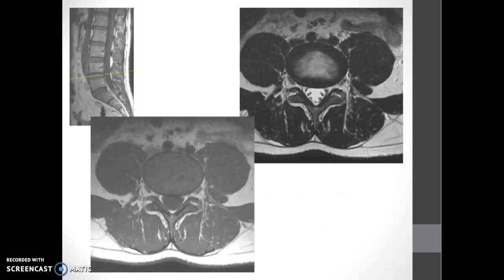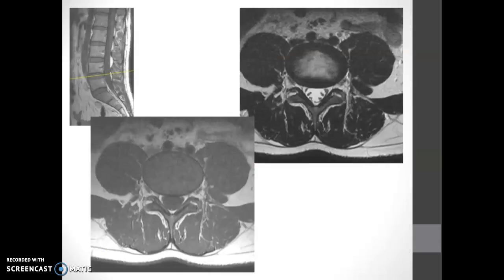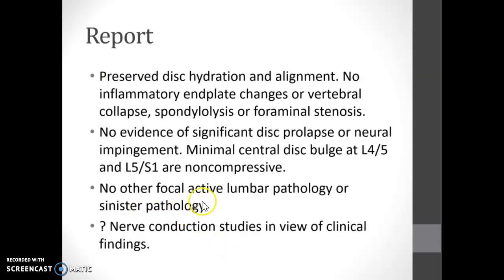So if we go back to this one here, looking at L5S1, you've got a slight disc bulge there, and at L4, L5, a slight disc bulge there, but higher up these are quite flat and there's nothing impacting the spinal cord itself. The spinal cord is this darker ridge here as it comes down, but there's nothing that's impinging onto that spinal cord. No other focal active lumbar pathology or any sinister pathology.